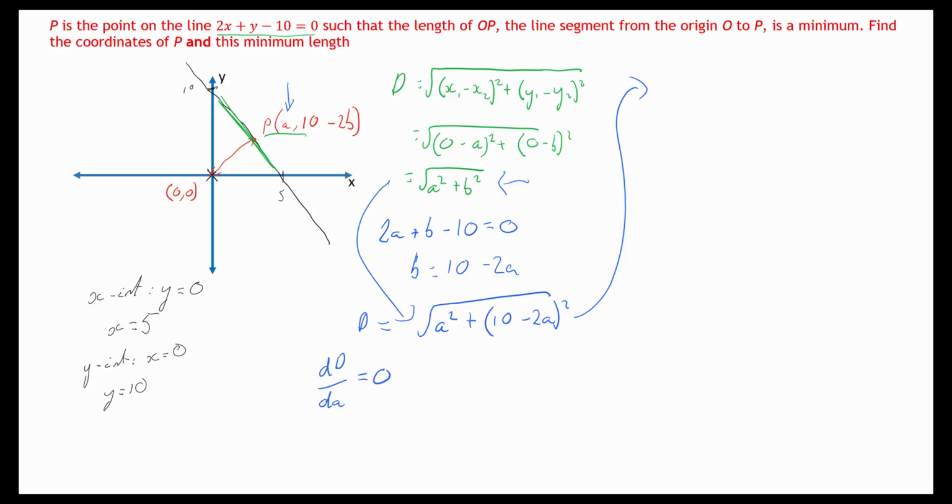So if we take that third and we just expand it a little bit, we'd have A squared plus 100 minus 40A plus 4A squared, the whole lot under a square root symbol, which when we simplify it is the square root of 5A squared minus 40A plus 100. Okay. Now we differentiate that.